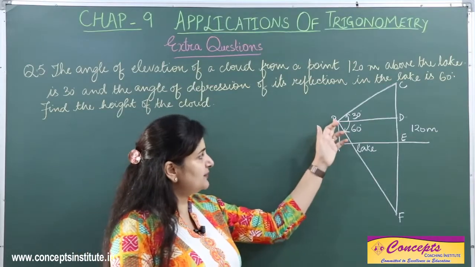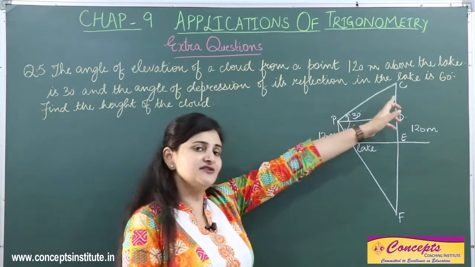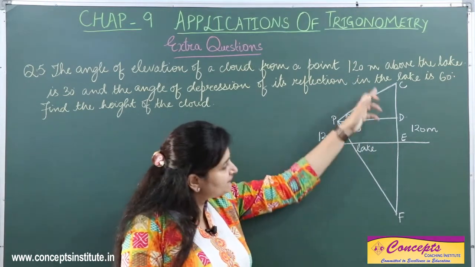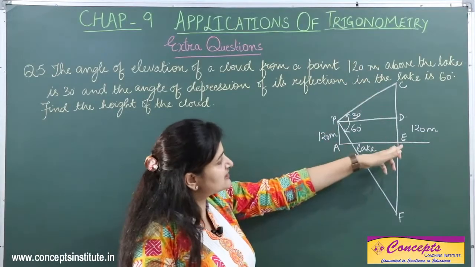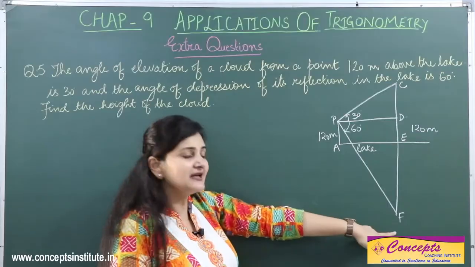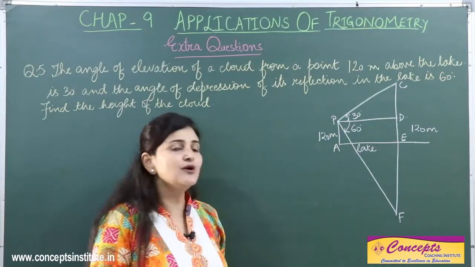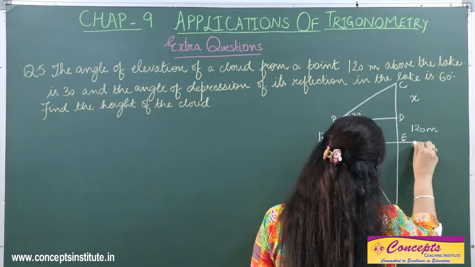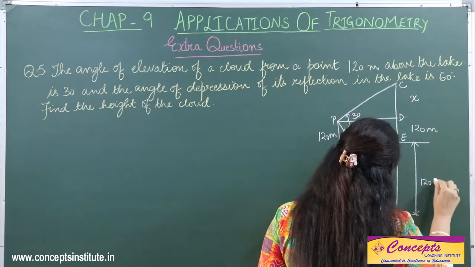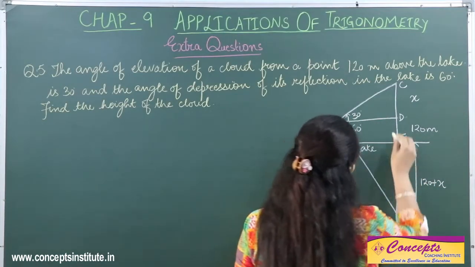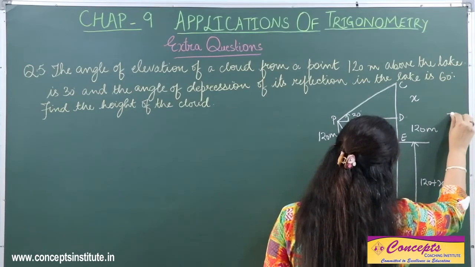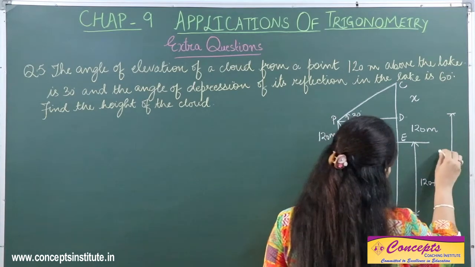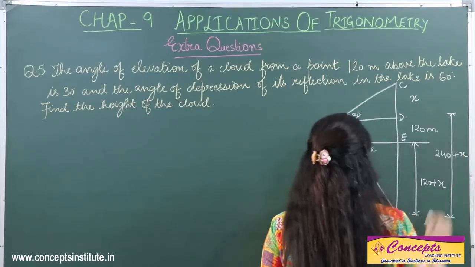See, there was a point P above the lake from which the angle of elevation of the cloud is 30 degrees. From the same point, the angle of depression of the reflection of the cloud. So the cloud is as much above the lake as its reflection is in the lake. That means CE is equal to EF, right? That means if I take CD to be x, what would be EF? EF would be 120 plus x. And if we look at DF, DF would be 120 plus 120 plus x. So it would be 240 plus x.